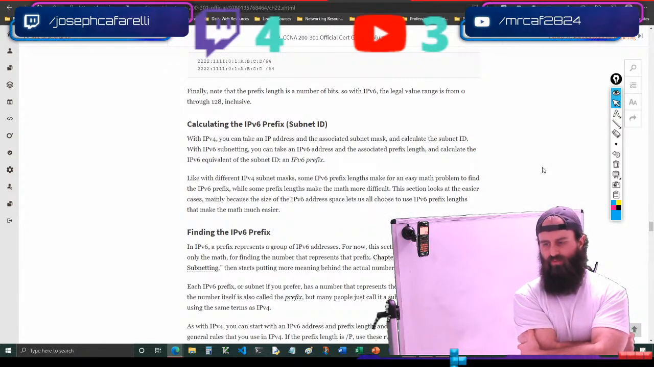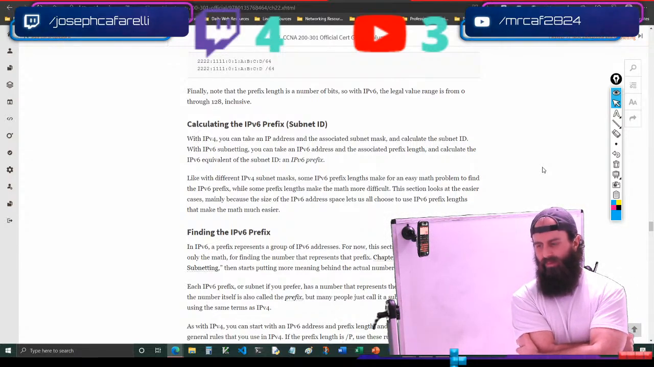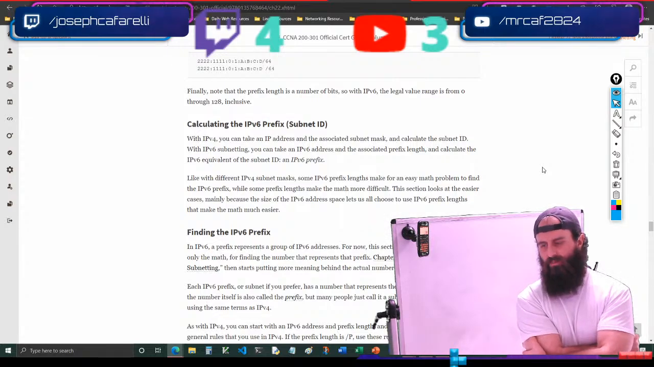With IPv version 4, you can take an IP address and the associated subnet mask and calculate the subnet ID. With IPv version 6 subnetting, you can take an IPv version 6 address and the associated prefix length and calculate the IPv version 6 equivalent of this subnet ID and IPv version 6 prefix.